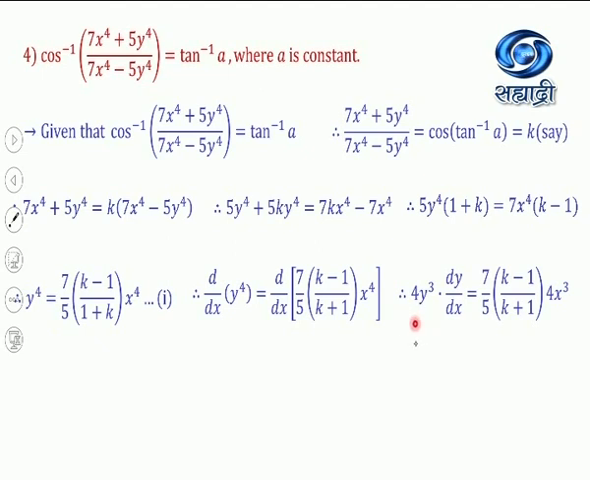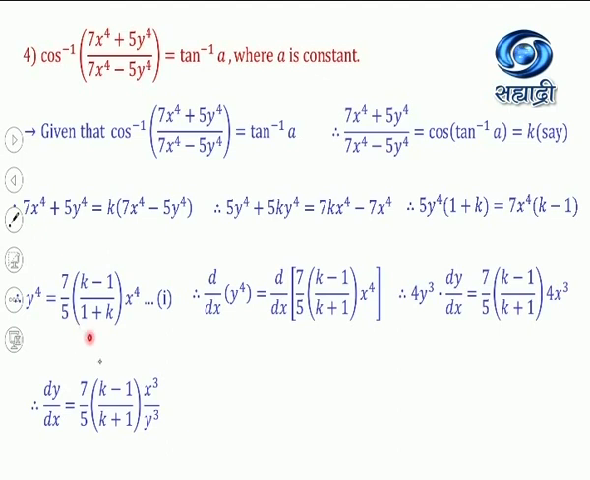So we write this 4y cube, and now we write this dy by dx. We multiply the derivative of y^4 by dy by dx by using the chain rule. Now here 7 by 5 into this bracket is constant, can be taken out from the derivative. And now the derivative of x^4 is 4x cube. Here take this 4y cube on that side. See here what we get: dy by dx equal to 7 by 5 into bracket into 4x cube upon 4y cube. 4 gets cancelled from both the sides. So we write x cube upon y cube here.